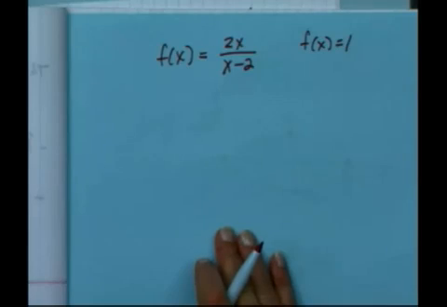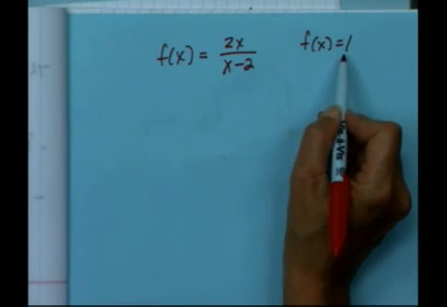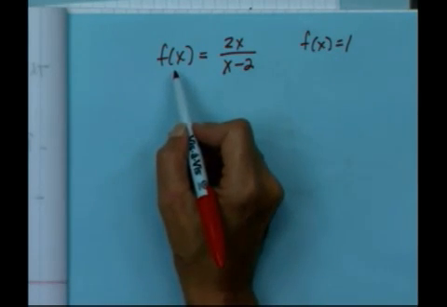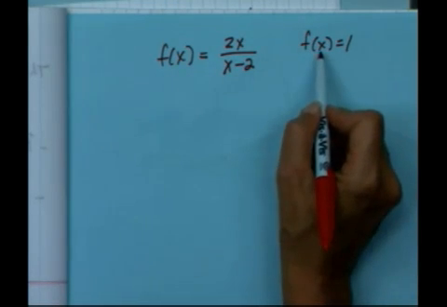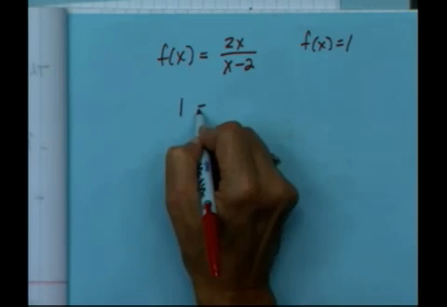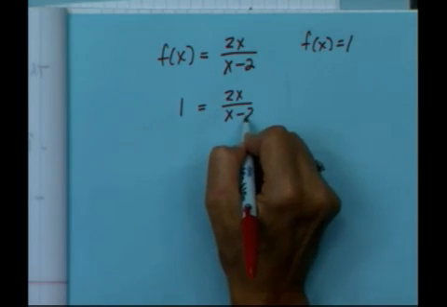Okay, f of x equals 2x over x minus 2. And it says f of x is equal to 1. And it says, so what is x? So where'd you put the 1, everybody? In the f of x spot, which is not what I did in my brain. It says solve for x. So we have 1 equals 2x over x minus 2.